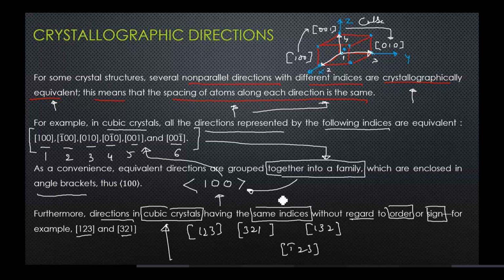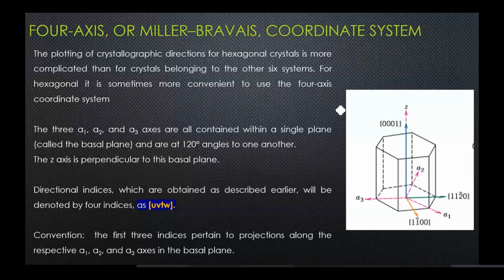Yes, sir. Clear है. All right. You can try it yourself, draw the 2 directions and see the number of atoms sitting on that direction per unit length. You would come to know that they are crystallographically equivalent directions. That means the spacing of atoms along these directions would be same. Moving on to the difficult part, which is hexagonal crystal structure.